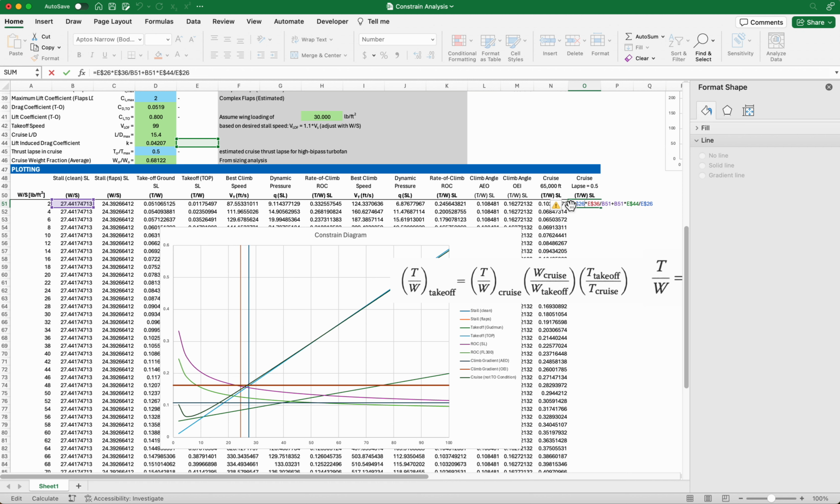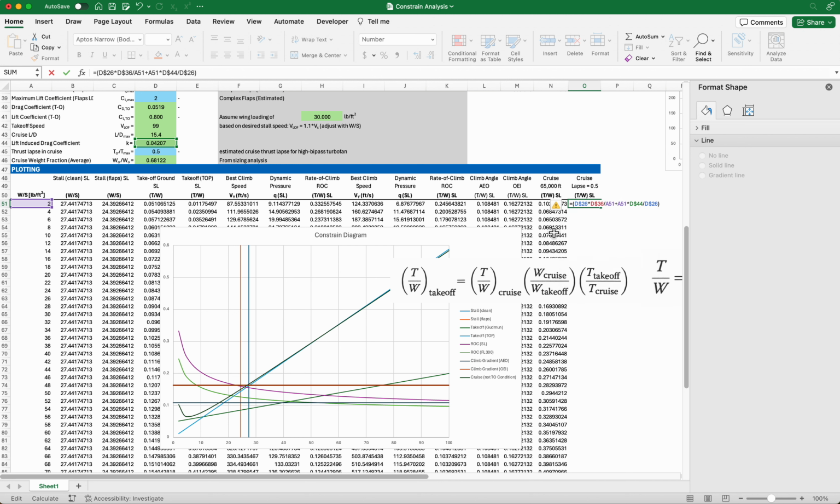I'm going to take this entire relationship, I'm going to change it back to D column. Everything shifted over one column, so let's fix that. So now it's back to the right values.